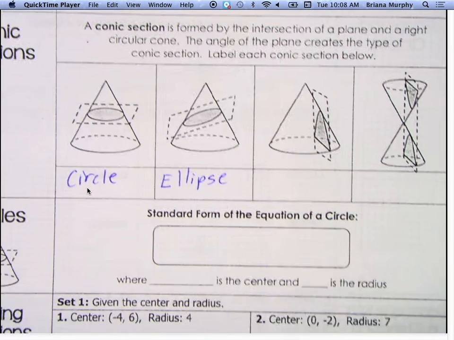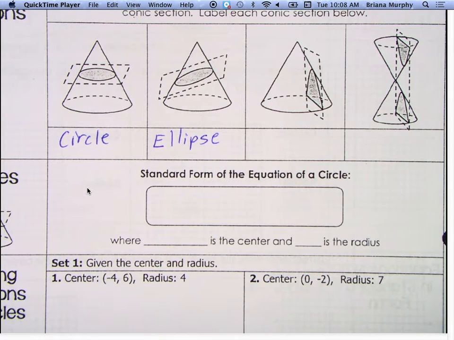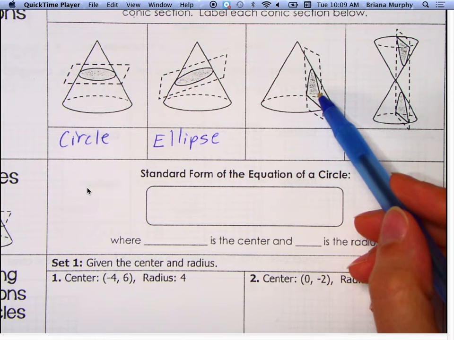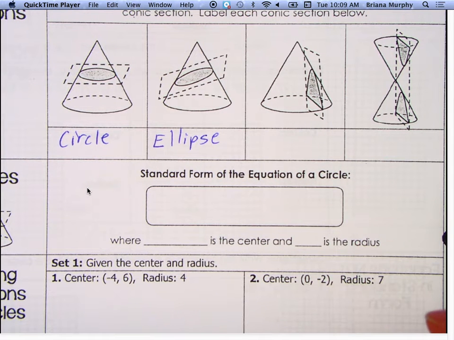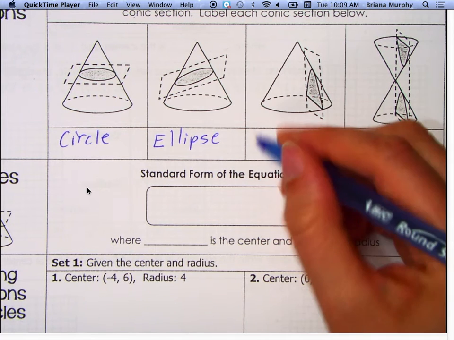Okay. Now I'm going to cut straight down from the top. And what kind of shape is that? That is not a triangle. It does not have a point. It is a parabola.